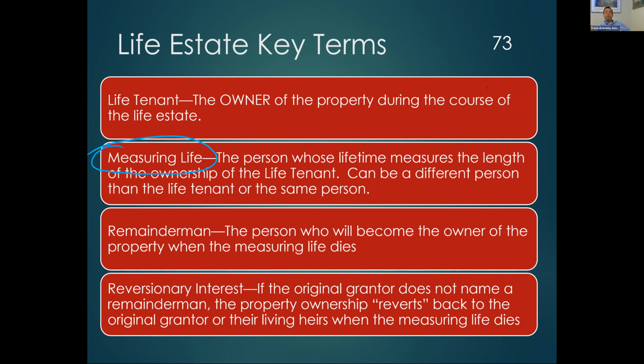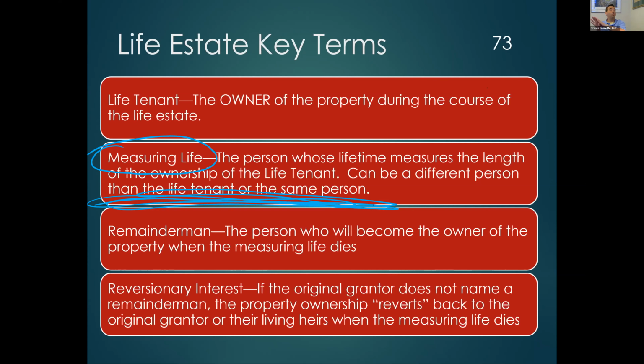What happens when this thing is over? What happens at the end of the life estate? That's where we get into the remainder and the reversionary. So I'm going to draw a line right here, because the two terms at the top of the page are while the life estate's going on. The two terms at the bottom are when the life estate ends. When who dies? The measuring life.